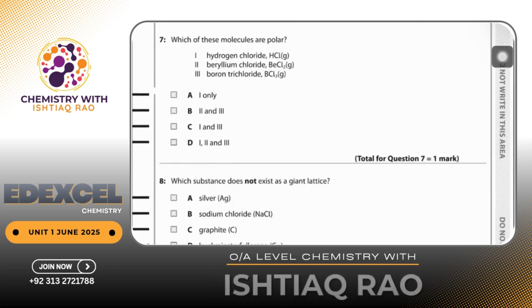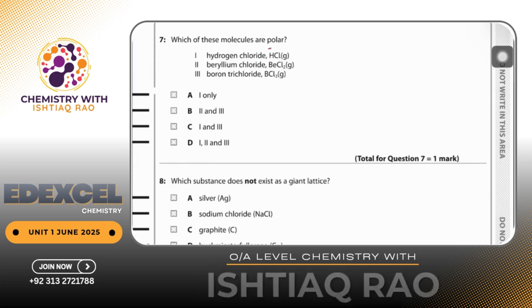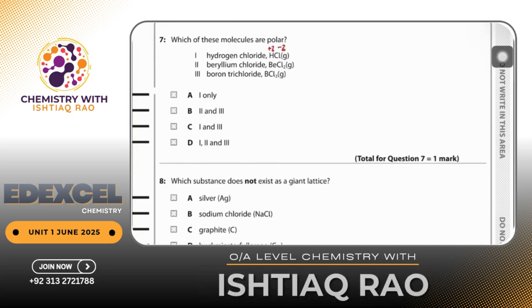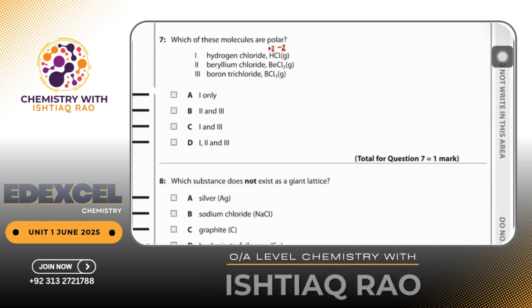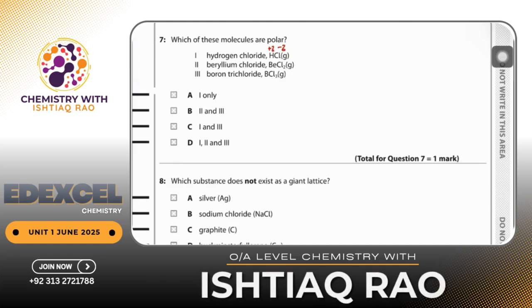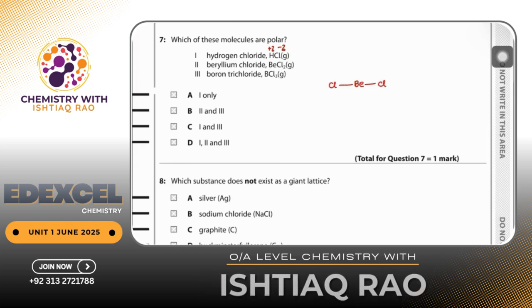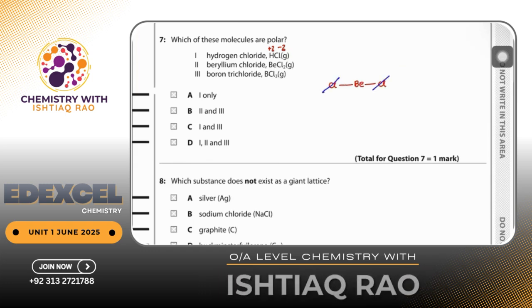So then you can see question 7. Which of these molecules are polar? So polar means HCl, which is going to be H partial positive, Cl partial negative, because chlorine is more electronegative, right? And it may be beryllium chloride as well, but beryllium chloride is a symmetrical molecule. The dipoles are going to cancel each other, so it's non-polar.